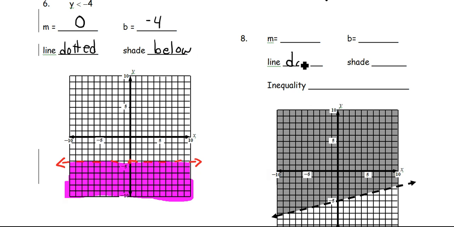And it's shaded above. If we start with that, then we know dotted means it does not have the equal sign. Above means it's greater than. So I'm going to go ahead and write that. And I'm done.